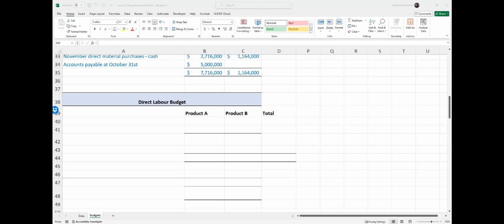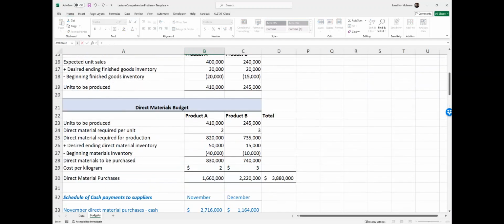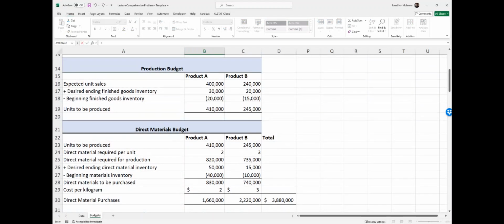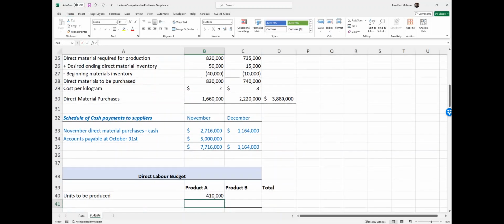Okay, so as a starting point, you will need to know how many units you need to produce to begin with. So that is going to come from your production budget. We said 410 for product A and 245 for product B.